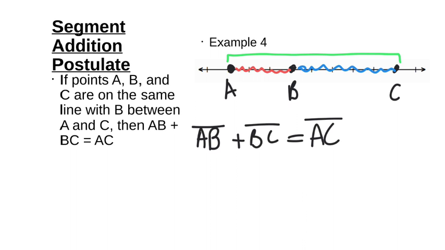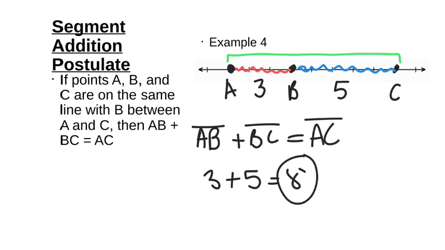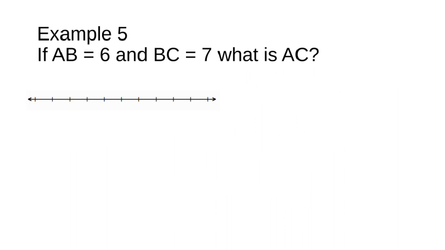So if AB is 3 and BC is 5, then 3 plus 5 means the whole thing is 8. Okay, segment addition. I take two pieces of the segment and I add them together, I can get the whole segment. On the flip side, if I take the whole segment and subtract one piece, I can get one of the other smaller pieces.